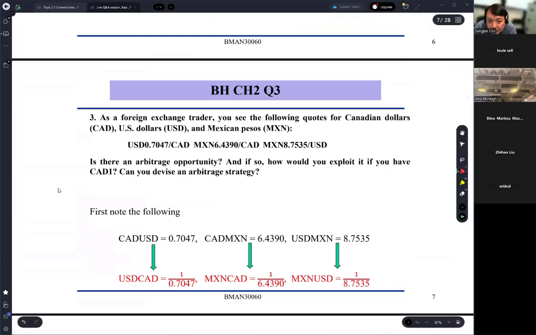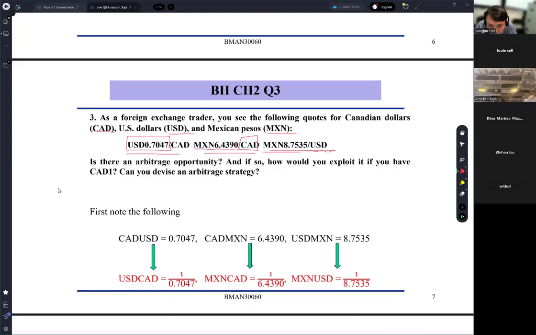In question 3, as a foreign exchange trader, you see the following quote for Canadian dollar CAD, US dollar USD, and Mexican peso MXN. We have 3 currencies, and 3 exchange rates are given. For 1 Canadian dollar, you need to pay this amount of US dollar. For 1 Canadian dollar, you have to pay this amount of Mexican peso. For 1 US dollar, you have to pay this amount of Mexican peso.